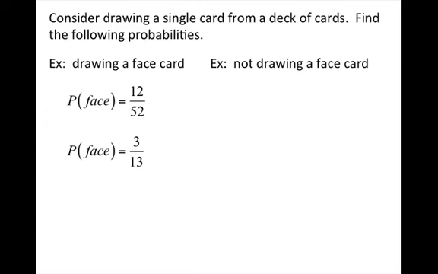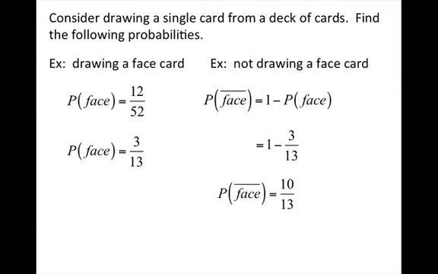Well, the next example is find the probability of not drawing a face card. Again, I'm going to use the complements. So the probability of not drawing a face card is 1 minus the probability of drawing a face card. So that's 1 minus 3 out of 13, and that gives me 10 out of 13. Unless told otherwise, always give your answers as reduced fractions.